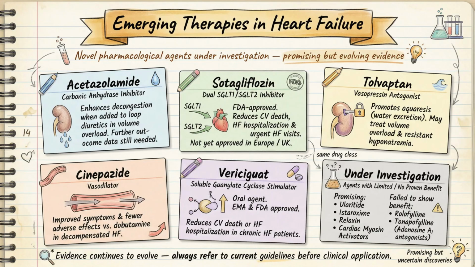ularitide, istaroxime, relaxin, and cardiac myosin activators. Others have failed to show benefit, including rolofylline and tonapofylline. The bottom line, evidence continues to evolve. Always refer to current guidelines before clinical application.